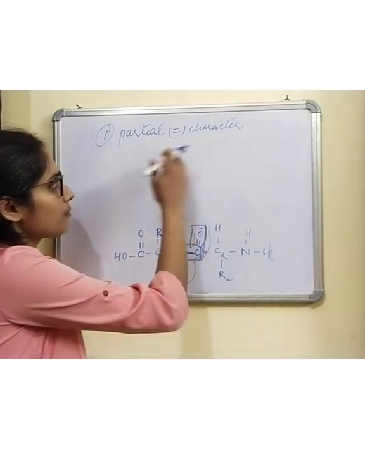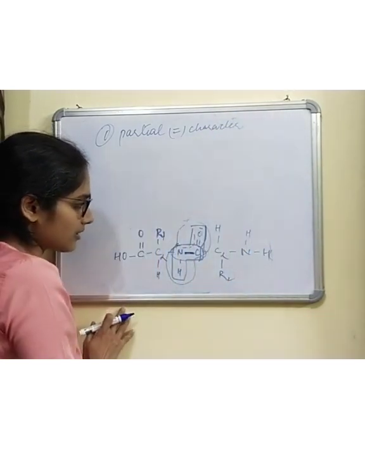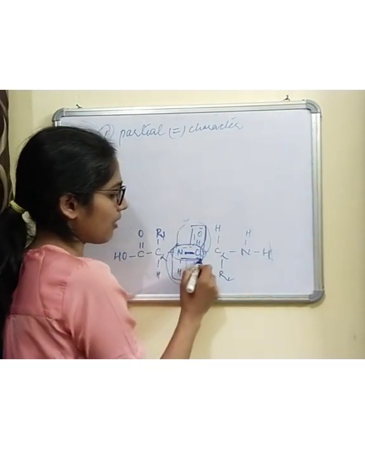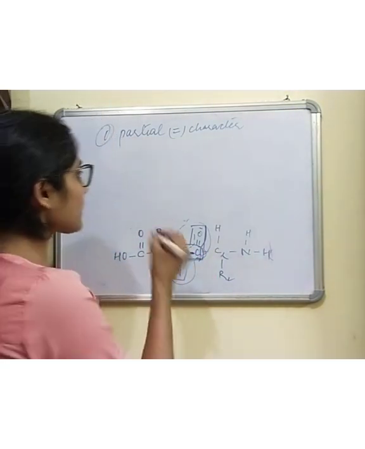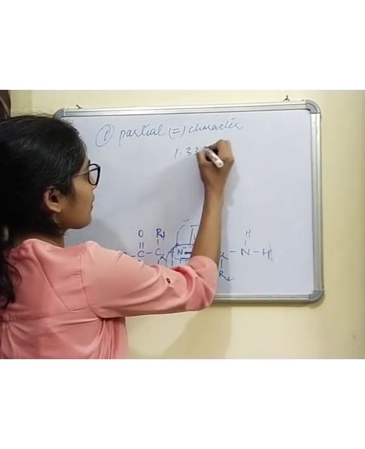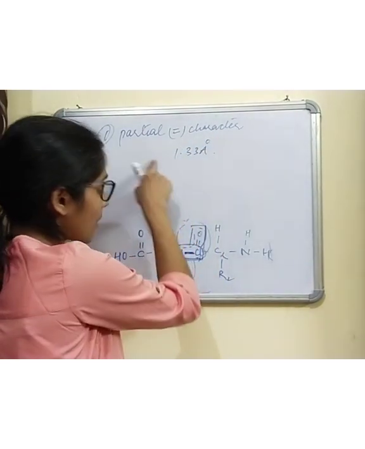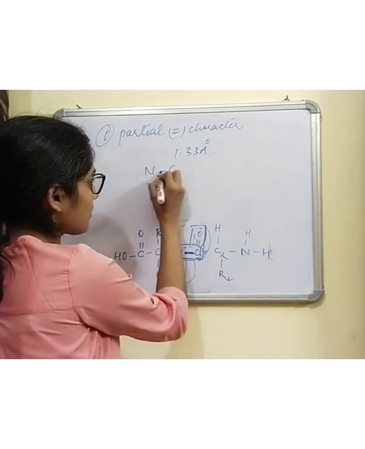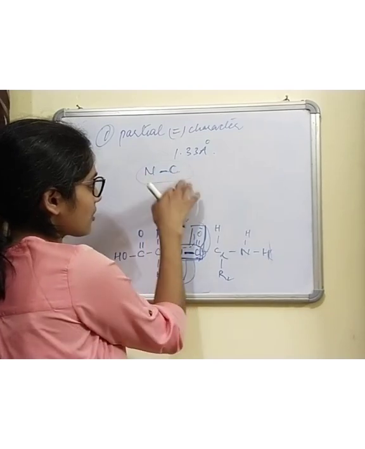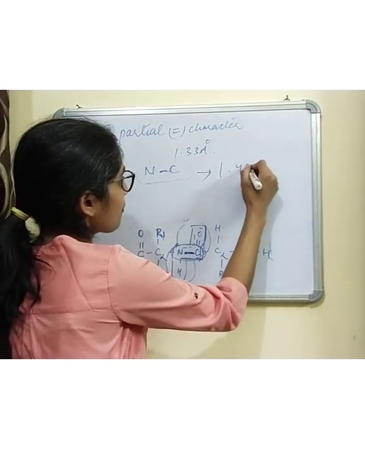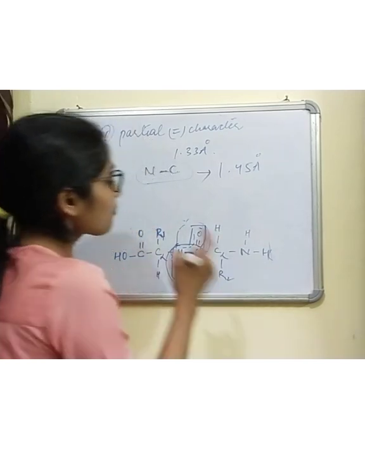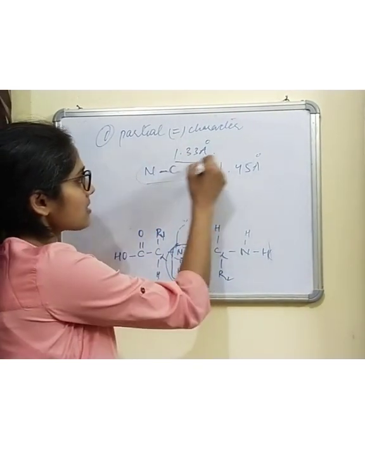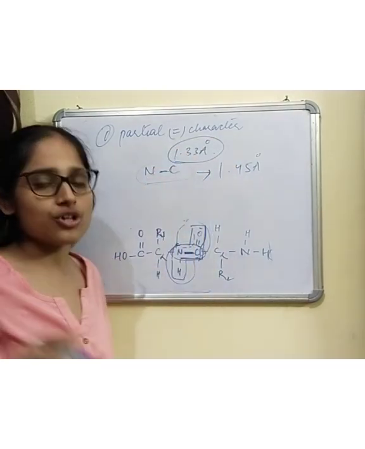Okay, so because of this partial double bond character, the bond length of this NC bond is shorter, and this bond length is 1.33 angstrom. Whereas for the usual NC bond, if there is a single bond between nitrogen and carbon, the usual bond length is 1.45 angstrom. Because of the partial double bond character in the peptide bond, this bond length is reduced to 1.33 angstrom. So you remember.